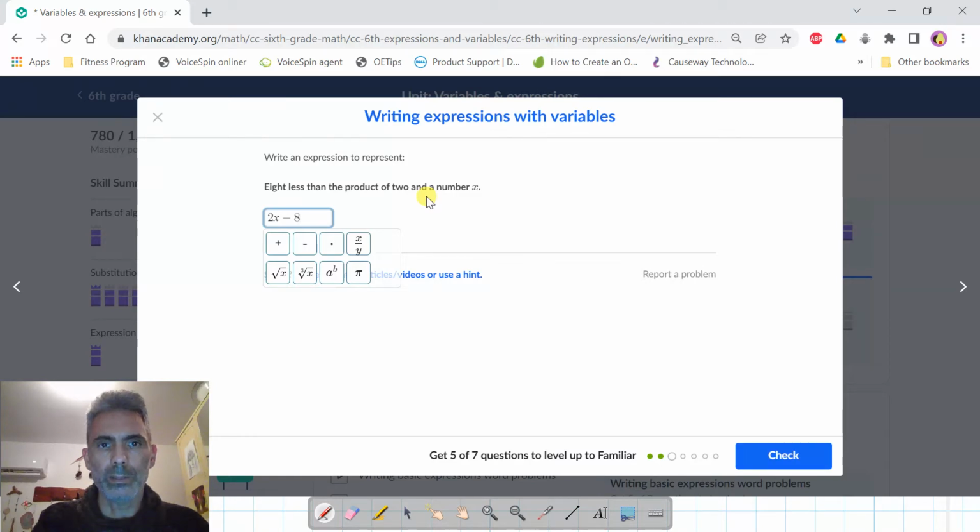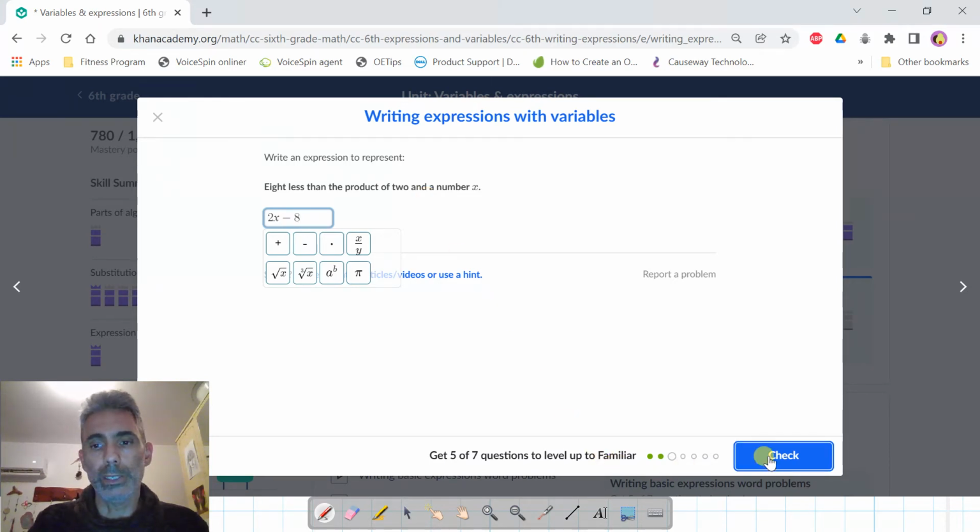8 less than the product. So first I calculate the product of 2x, and then I subtract 8. And then I get a value that is 8 less than the product.